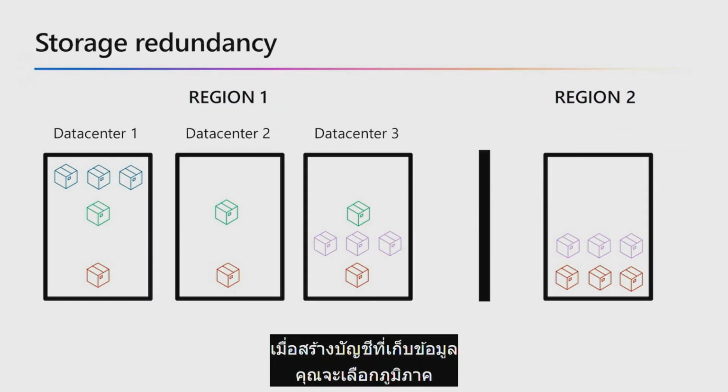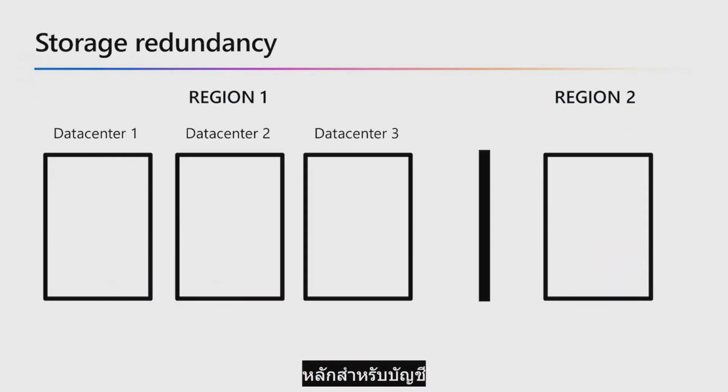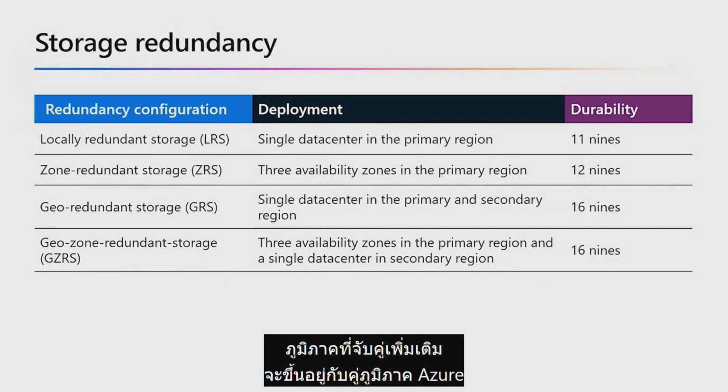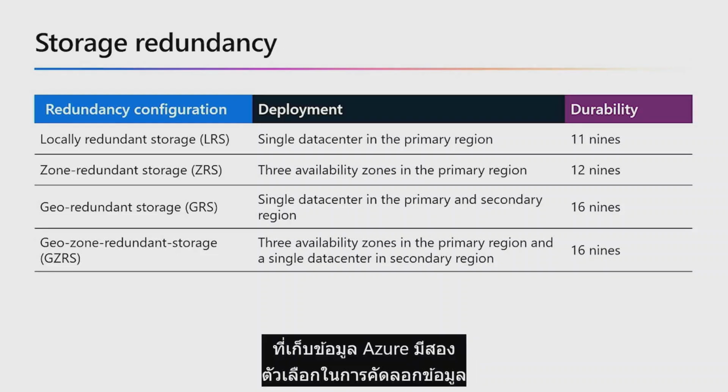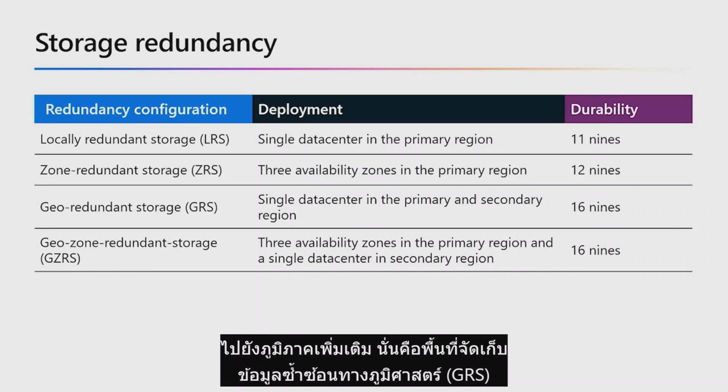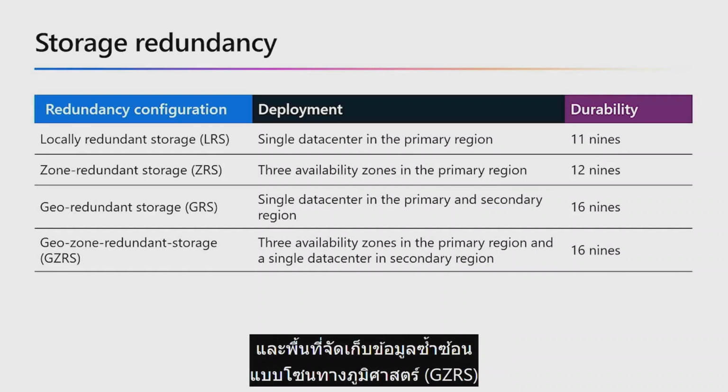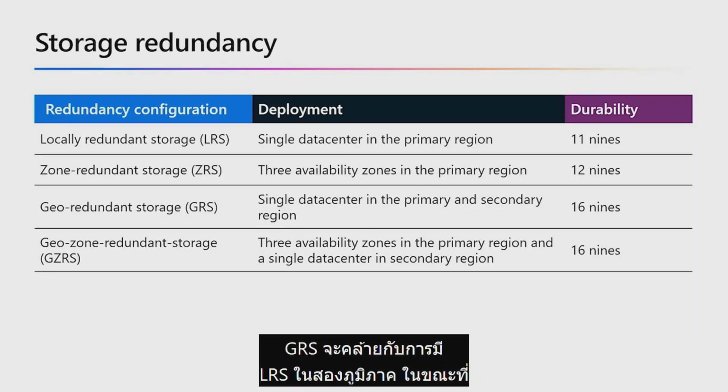When creating a storage account, you choose the primary region for the account. The additional paired region is based on Azure region pairs and cannot be changed. Azure Storage offers two options for copying data to an additional region: Geo-redundant storage, GRS, and Geo-zone redundant storage, GZRS. GRS is similar to having LRS in two regions, while GZRS combines having ZRS in the primary region and LRS in the additional region.